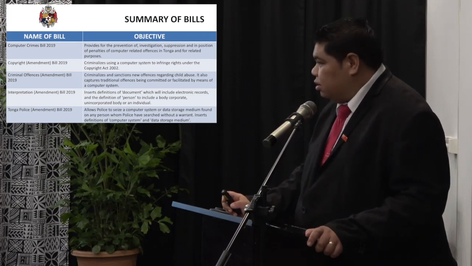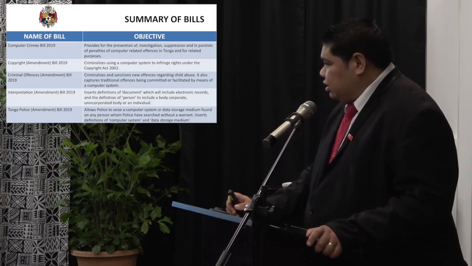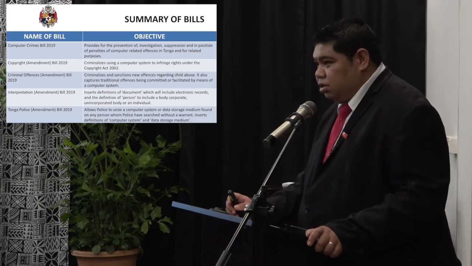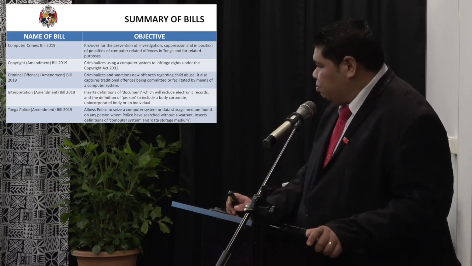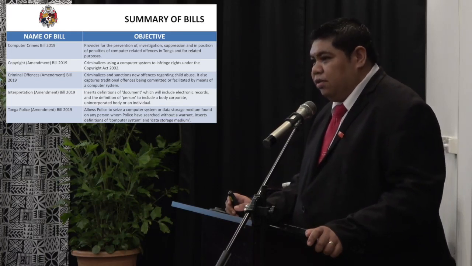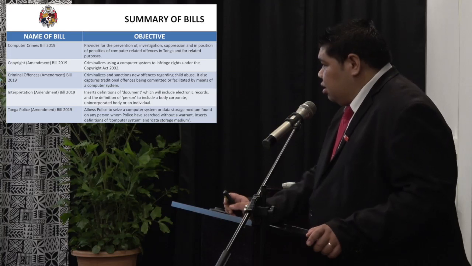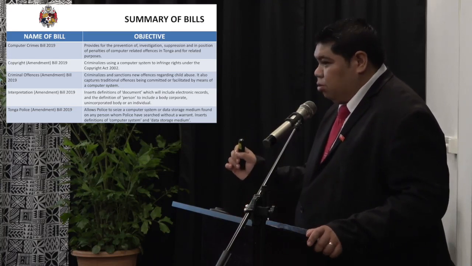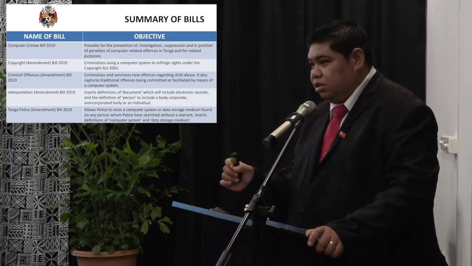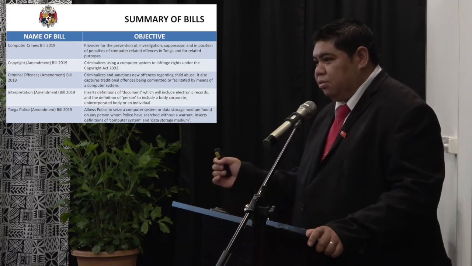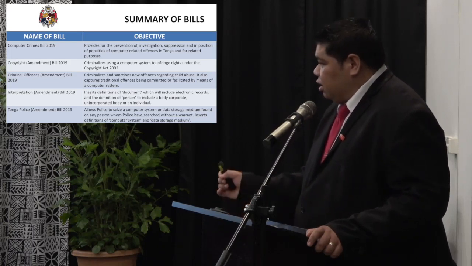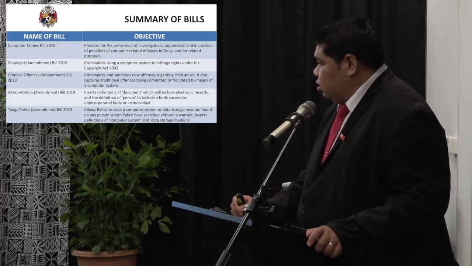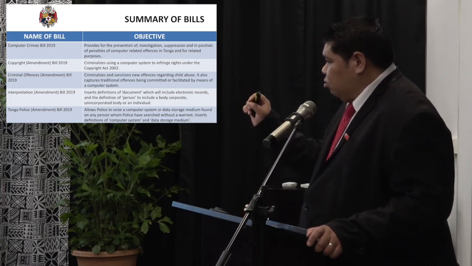The Criminal Offenses Bill criminalizes and sanctions new offenses regarding child abuse. It also captures traditional offenses being committed or facilitated by means of a computer system. At the moment, our laws have loopholes as far as things that are done on social media platforms. However, especially with child abuse or child pornography, we don't really have anything at the moment.